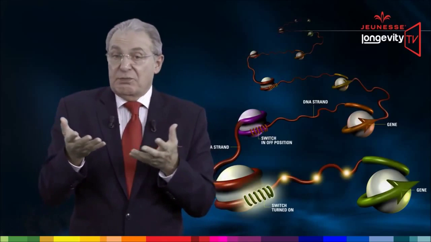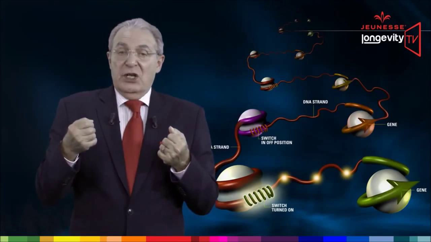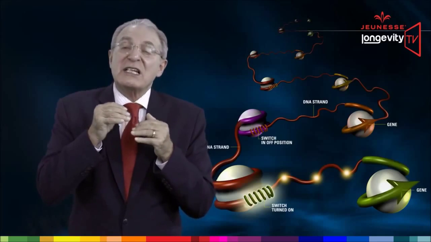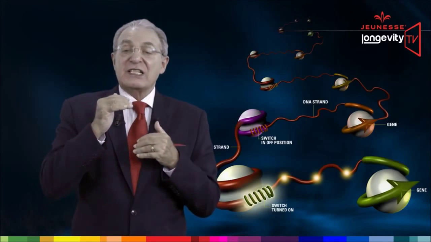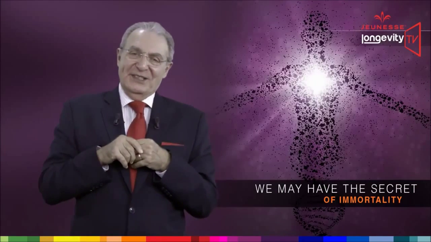So why is it not the same in all the other cells? Elizabeth Blackburn found out that all our cells possess telomerase, but unfortunately it is in a sleeping state. Their gene is repressing them from working. Why? Well, it's still a secret that nature is keeping. But if we discover how to turn the telomerase gene from off to on in all our cells, we may have the secret of immortality.